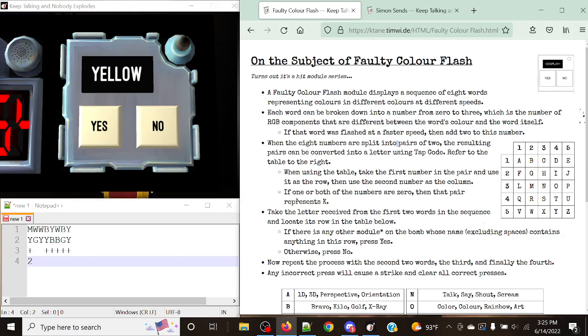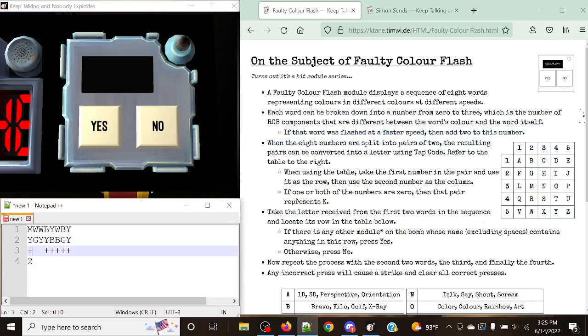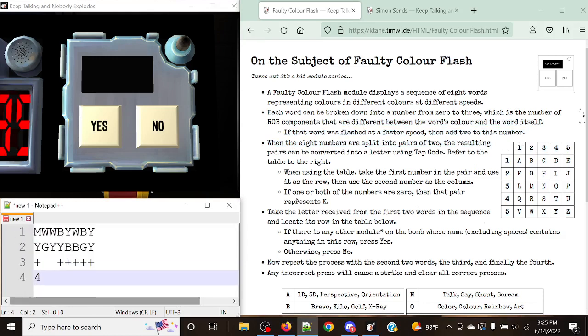Now, the other thing, this is where the faster speed comes into play. If that word was flashed at a faster speed, then add 2 to this number. And in this example, this one was, so we're going to be adding 2 to this number to give us a 4. And we're going to essentially do this for each of these flashes and colors. And then we're going to do some special things later on.